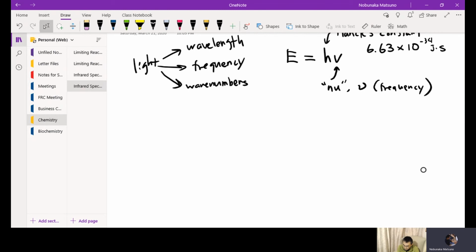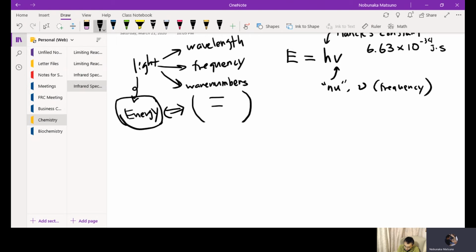So now, energy. Light is an energy, and these parameters, the wavelength and frequency, all these 3 things are related. How they are related is the question. In terms of equation, energy is related to frequency with E is equal to h nu. But remember, nu is a frequency, and it's light.